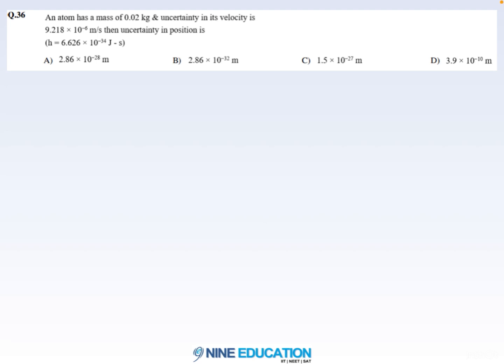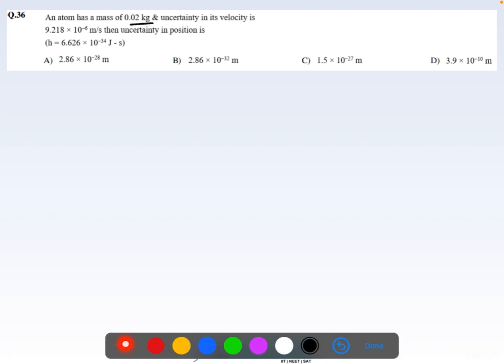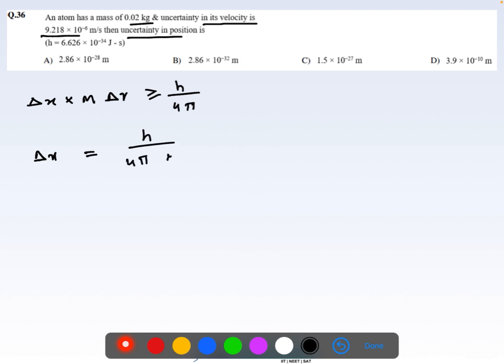An atom has mass 0.02 kg and its uncertainty in its velocity is given. What is its uncertainty in position? So according to Heisenberg's uncertainty principle, delta x into m delta v is equal to or greater than h by 4 pi. So now we need delta x. This will be equal to h by 4 pi into m delta v. So I can substitute the values here.